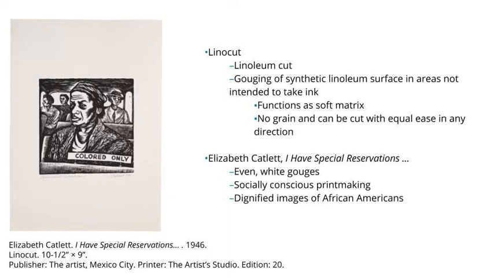This example is from Elizabeth Catlett, and this is called I Have Special Reservations. And you can see the special reservations that this figure has. I think it's a rather androgynous figure. I'm not sure if it's meant to be a man or a woman. But they are in the colored only section of the bus, and apparently they have special reservations to go to the colored only section of a restaurant. And so this is definitely talking about segregation. And this is from an artist of color, an African-American artist as well. So clearly they're talking about their own experiences and their experiences of their friends and loved ones.